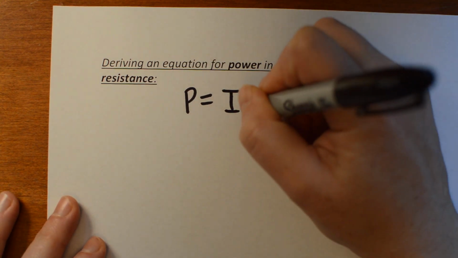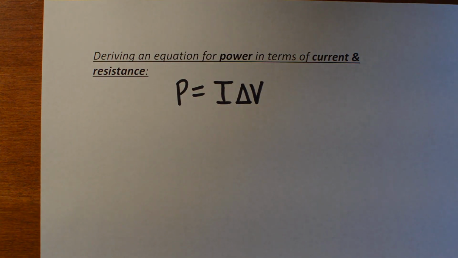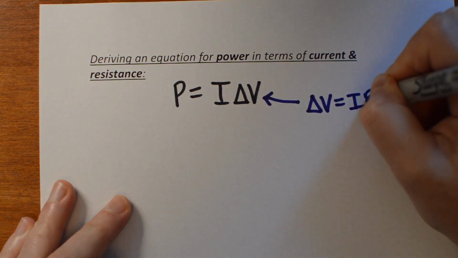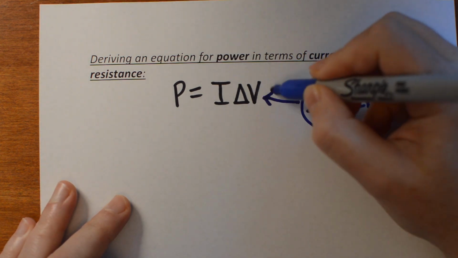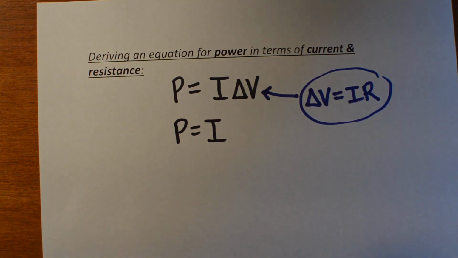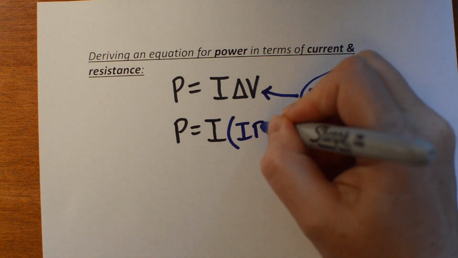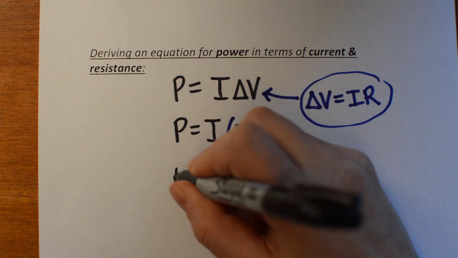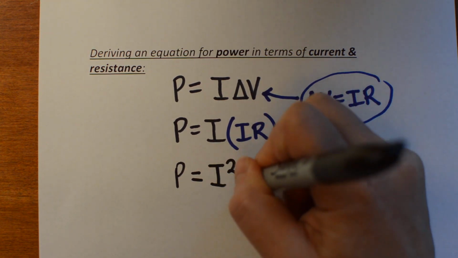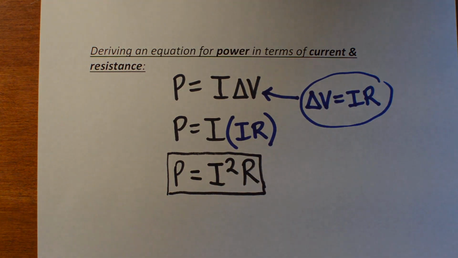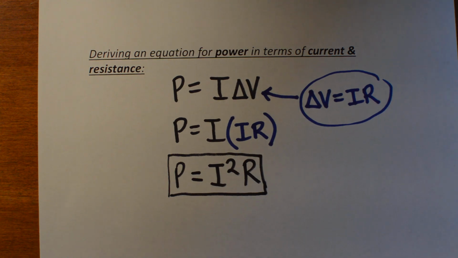So with P is I delta V, if you remember, we also have an equation for delta V, right? So delta V is I times R. So I could sneak this equation in for the delta V here, and I would get power is I times, instead of delta V, it would be IR. And then let's simplify that a little bit. I have an I times an I, so that makes an I squared. So current squared times the resistance. And that is another handy equation for power. That's really useful if all you know is current and resistance. You can still find the power of a light bulb or whatever device you're using.